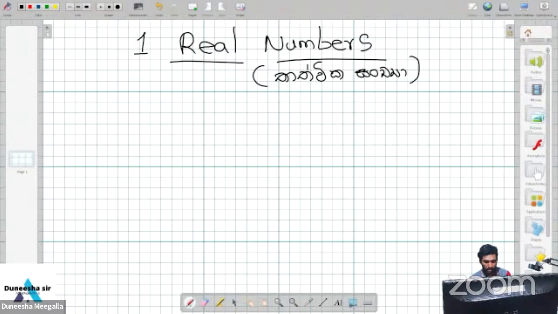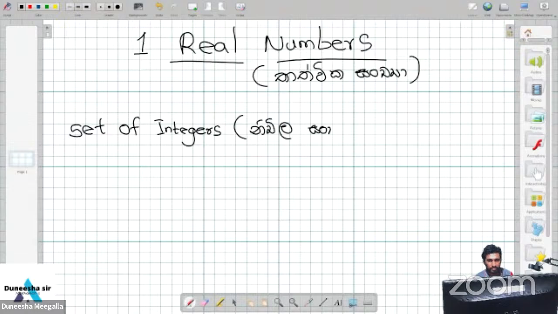Then after we go into the first subtitle, set of integers. Set of integers. Okay. Then what are the integers? Okay, the integer set includes the counting numbers.